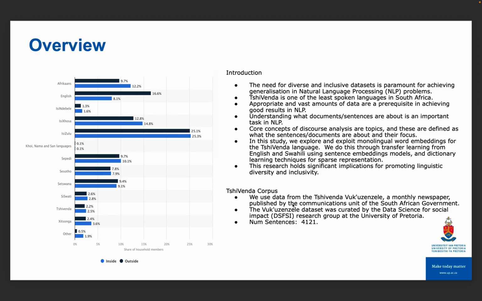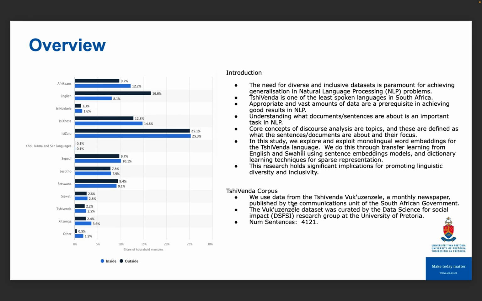So in this study, we explore and exploit word embeddings, or monolingual word embeddings, for the TshiVenda language, and we do this through training a word embedding and using dictionary learning techniques for the sparse representation of the extracted atoms. This research holds significant implications for promoting linguistic diversity and inclusivity.